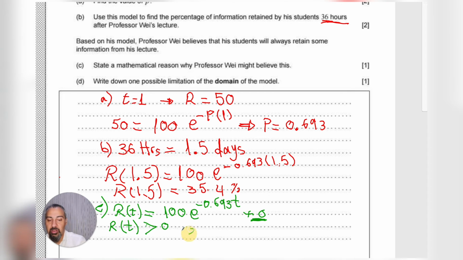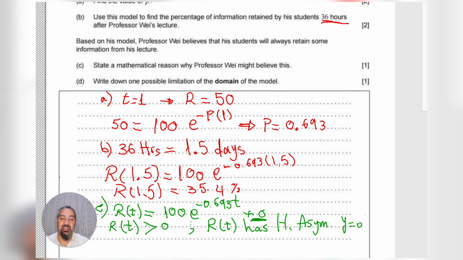Or another way: because R of t has horizontal asymptote y equals 0. So this is our mathematical reason, the function will never be 0. There is a horizontal asymptote.